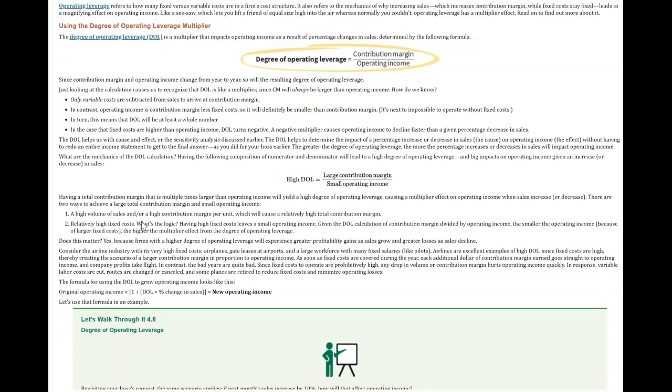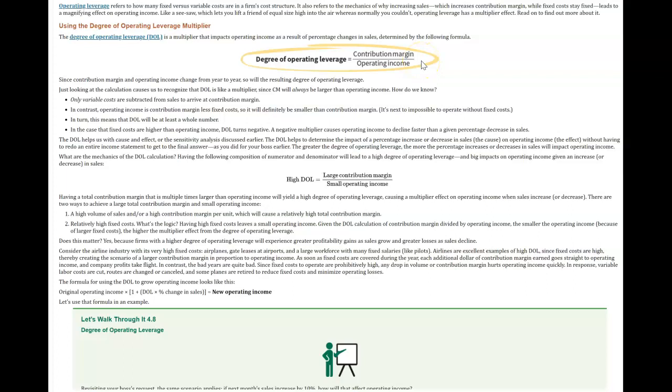Okay, here's the formula for the degree of operating leverage. What this means is that we've got the contribution margin divided by operating income, right? And operating income will always be lower than the contribution margin, correct? Because of the fixed costs that are subtracted in there. They can't be negative. So this will always be lower, so the degree of operating leverage gives us a whole number.